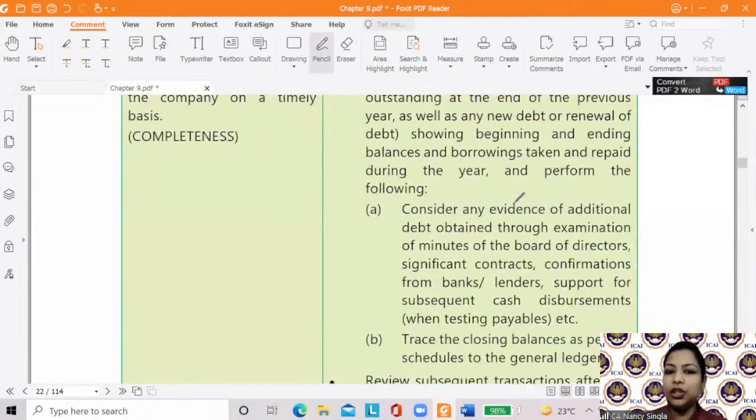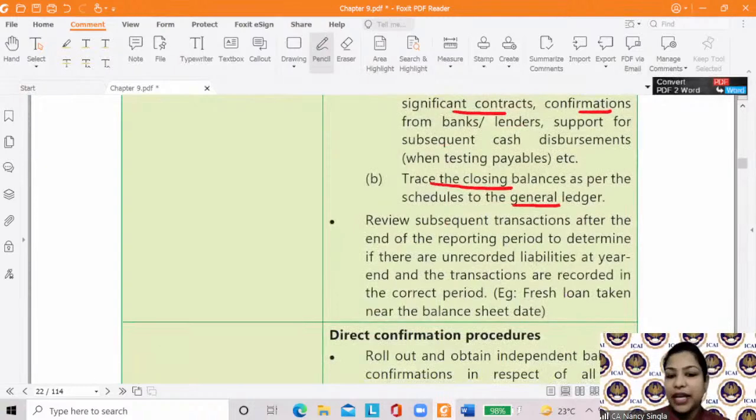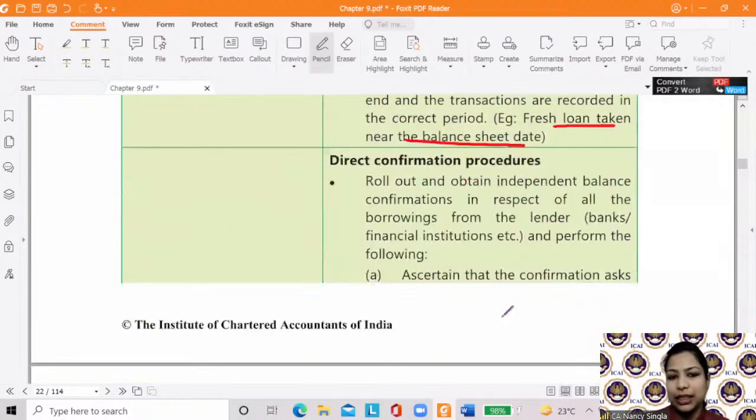with respect to the new debt, check the evidence of how the additional debt arose: check the minutes, check the contract, take confirmation, same thing. Okay? Trace the closing balance to the general ledger. Okay? If a fresh loan has been taken near the balance sheet date, the auditor needs to consider that also.